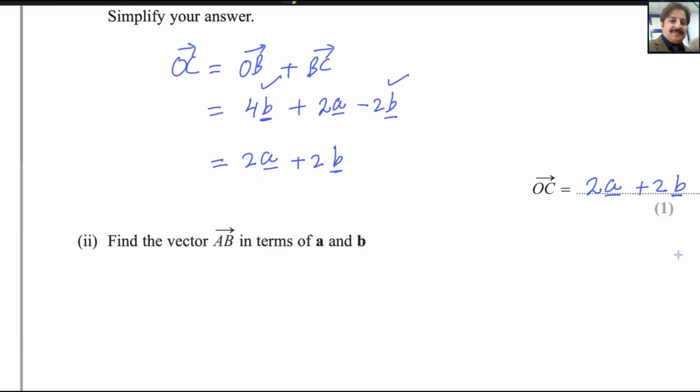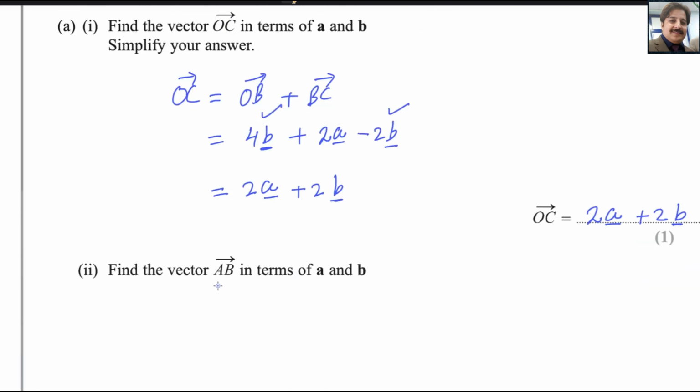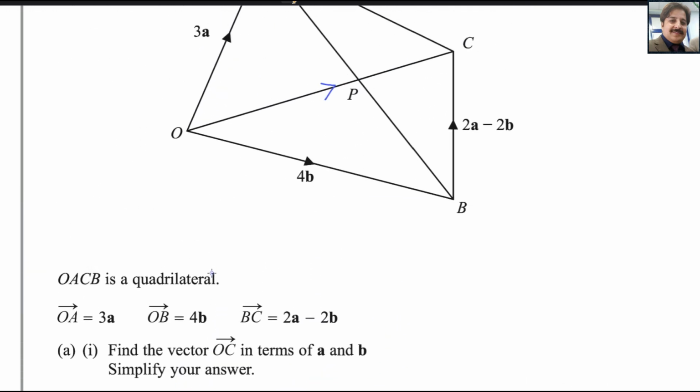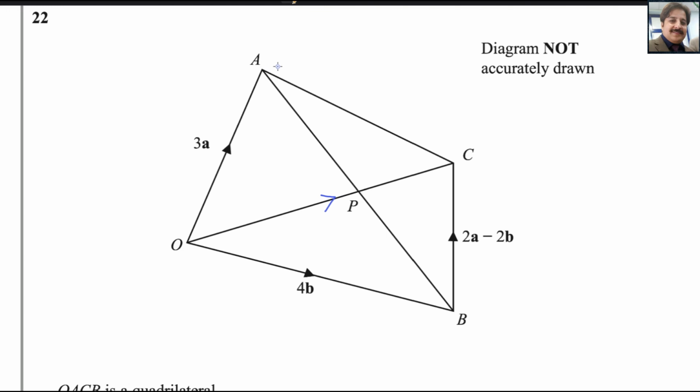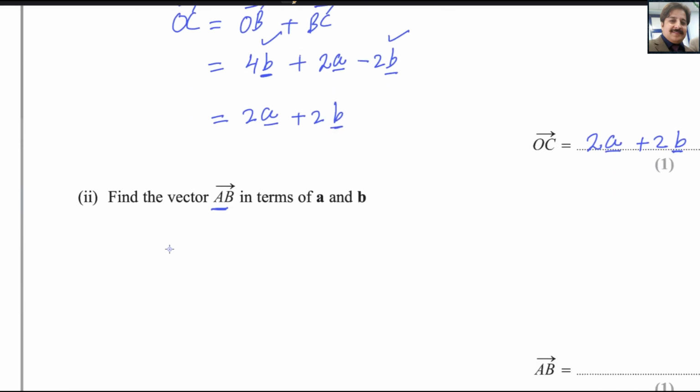Now for the second part, find the vector AB in terms of A and B. If the diagram is not given, even though it is very common, the answer for AB equals OB minus OA straight away. But if you look at the diagram, if you want to choose this path from A to B, you can go this way around, like AO plus OB. So look at the diagram here. AB equals AO plus OB.